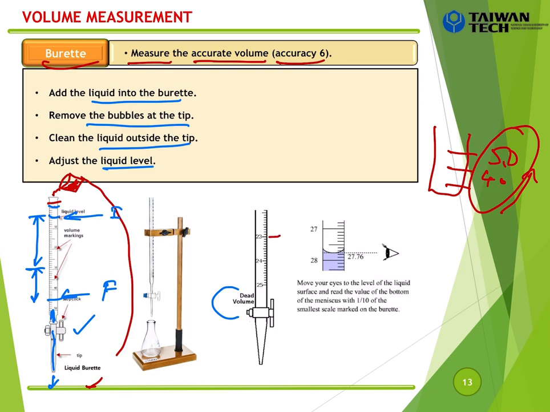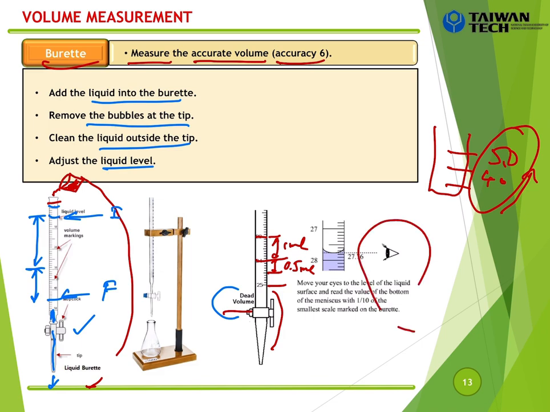23, and then the liquid maybe moves to here, you have 24. So it means that you have 1 milliliter. Okay, or maybe it comes to here, you have another 0.5 milliliter. But when the liquid comes to here, and later for this part, we cannot measure. Okay, so this one we call the dead volume. You cannot use this one.